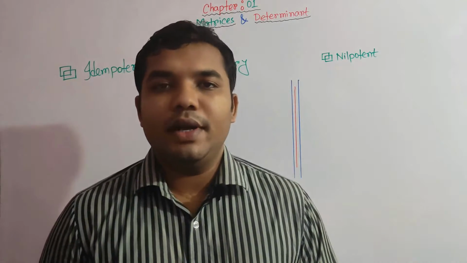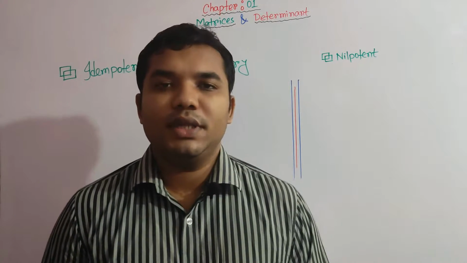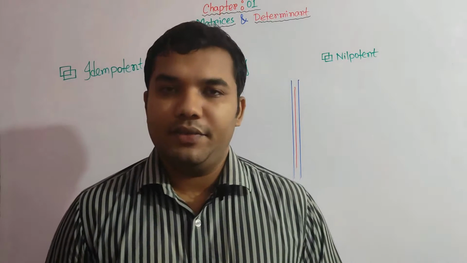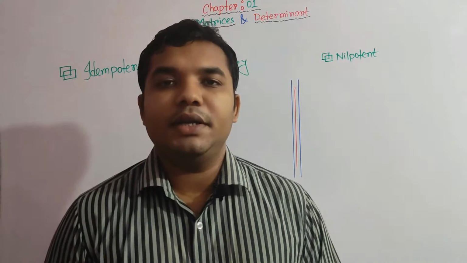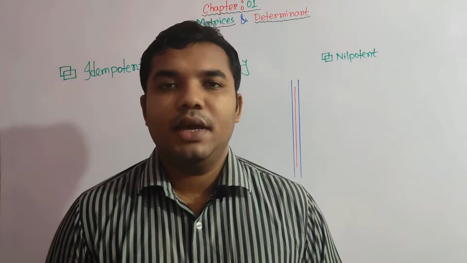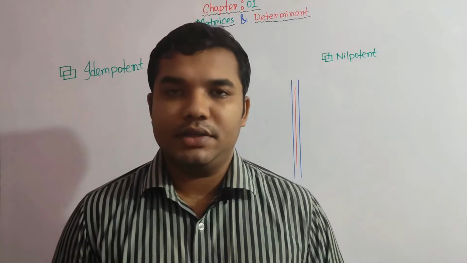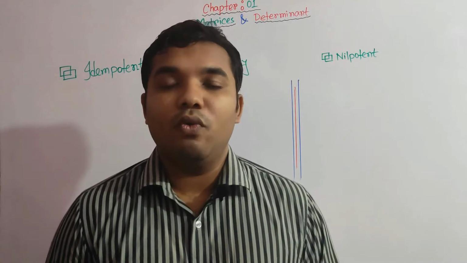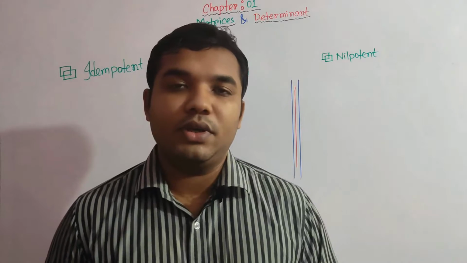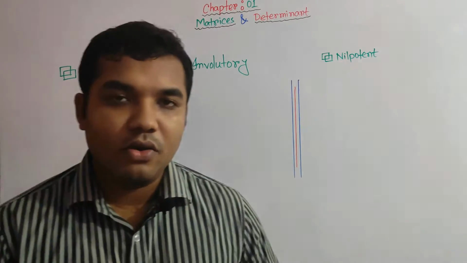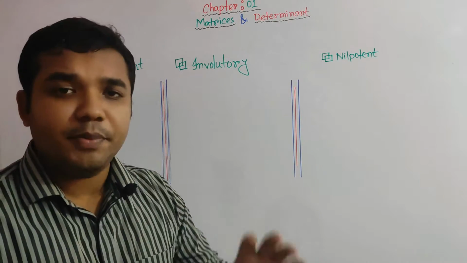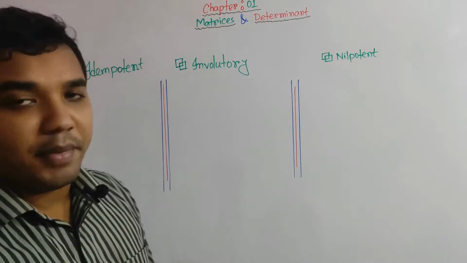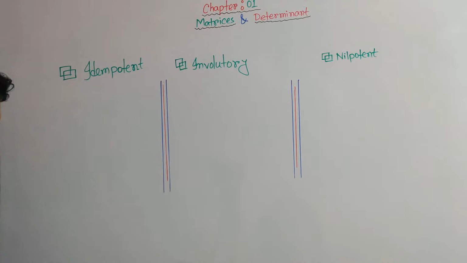So according to our lesson plan, today we are going to discuss 3 definitions, that is involutory matrix, idempotent matrix and nilpotent matrix, and we are going for some operations, and I will show you why the operation actually works this way. Today's lecture depends on the matrix and determinant, especially we are talking about matrices. Okay, so our first part is idempotent matrix.